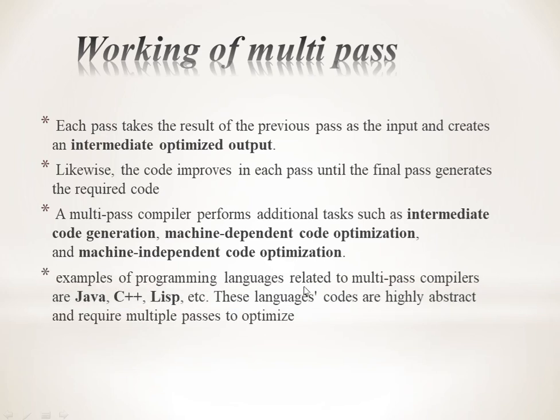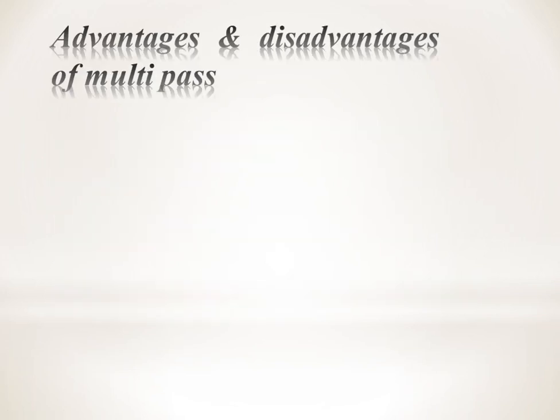So examples of the multi-pass in programming languages are Java, C++, and Lisp. In Java, we can see that we have to compile the program and we go through multiple passes in it. So it is one of the best examples of the multi-pass.